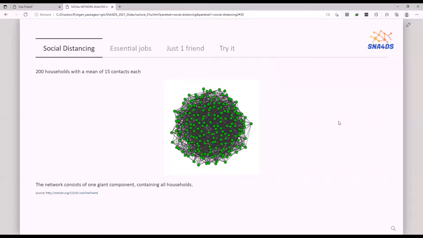So let's say you have 200 households, and each household has an average of 15 contacts. Well, then you get a network essentially like this, just a big blob of relationships where everybody is connected to everybody just within a couple of steps. So this is what we call a network analysis. This is one giant component. Everybody is connected to everybody, and actually pretty quickly. So in this kind of network, if you introduce a virus anywhere, it can spread very quickly.